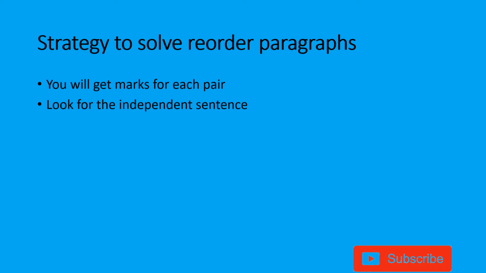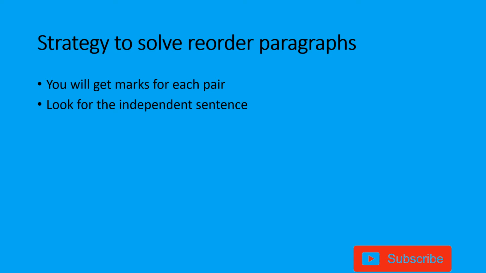This is often easy to do as the leading sentence has some unique characteristics. It is based on the concept or theme of the whole text. So it is independent and self-contained. It means it doesn't require other sentences to complete its meaning. Once you have found the independent sentence, you should look for the next sentences.